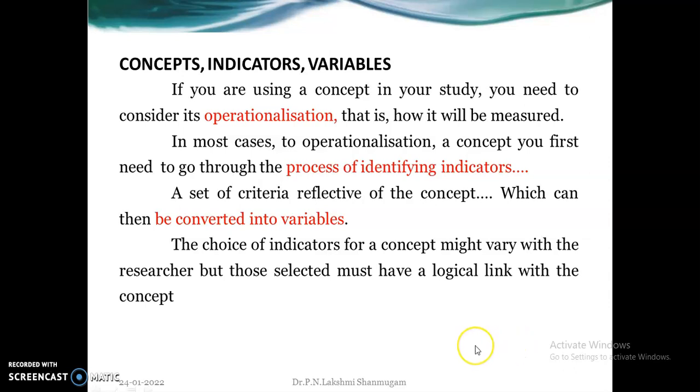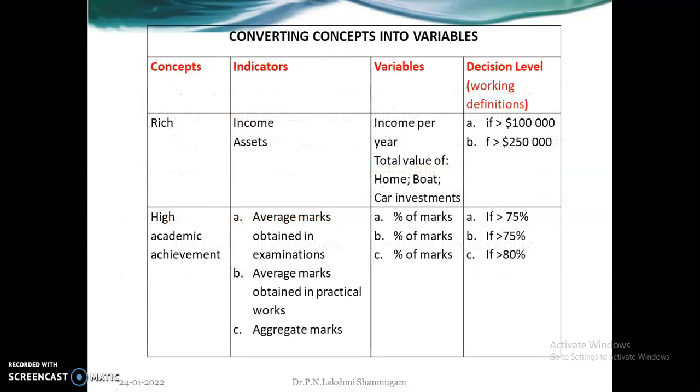Concepts, indicators, variables. If you are using a concept in your study, you need to consider its operationalization, that is, how it will be measured. In most cases, to operationalize a concept, you first need to go through the process of identifying indicators, a set of criteria reflective of the concept which can then be converted into variables. The choice of indicators for a concept might vary with the researcher, but those selected must have a logical link with the concept. Converting concepts into variables.